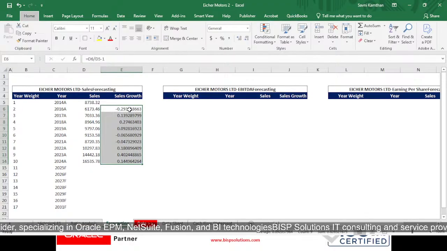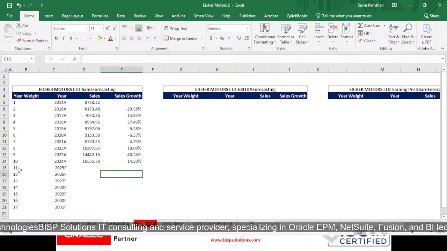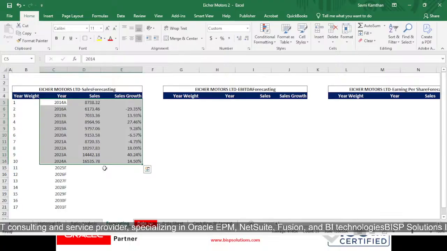So Alt H and P, again Alt H and 0, Alt H and 0. Why I use this shortcut is because I want 2 decimals for my percentage. So this is my completed actual data's calculation for forecasting.